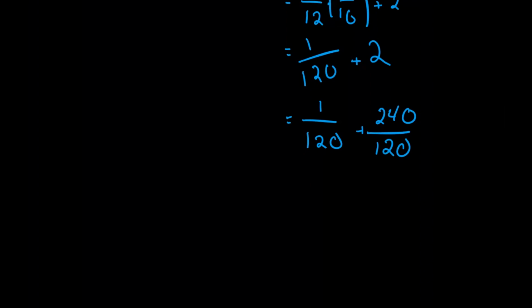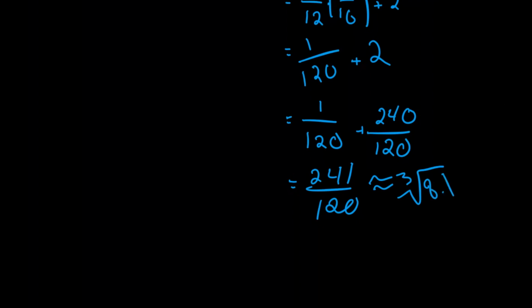And we know that when you divide this out, or if you were to plug this into a calculator, you'd get back to 2. This is equal to 241 over 120. And this is our approximated value of cube root of 8.1. So now that we have our value, we can actually find the error. Anytime you approximate, it's never exactly the same. And therefore, we can find how much we're off by using this formula.